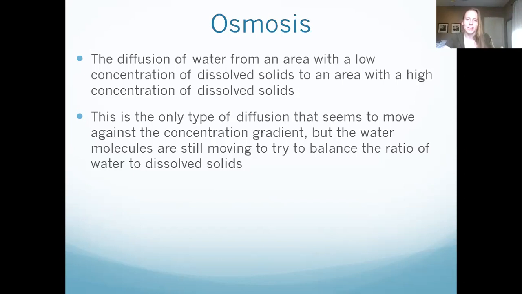So water is going from areas where there's lots of water and it's really dilute to an area where there's not a lot of water. So it's going to try and dilute an area of high concentration of dissolved stuff. It's hoping to essentially balance out how dilute the two different areas are.